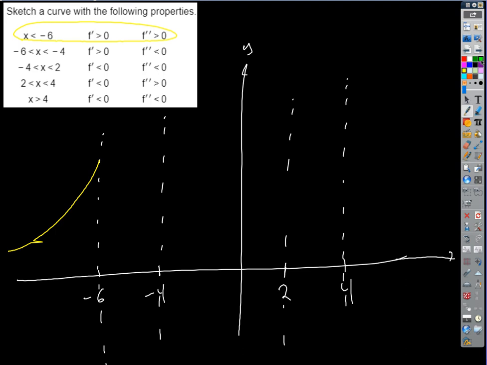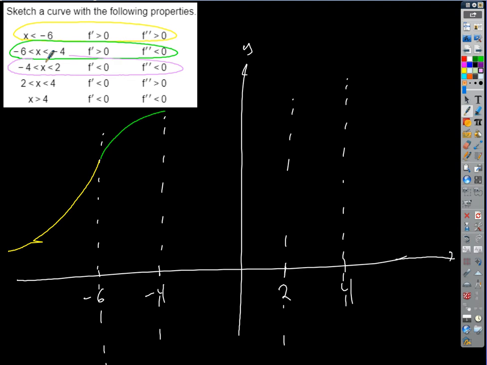Okay, what changes here? Between -6 and -4, we still have a positive first derivative, but we have a negative second derivative. So it's got to be concave down, right? But it's got to be increasing the whole time. So maybe it's doing something like, well, like that maybe? Does that make sense?